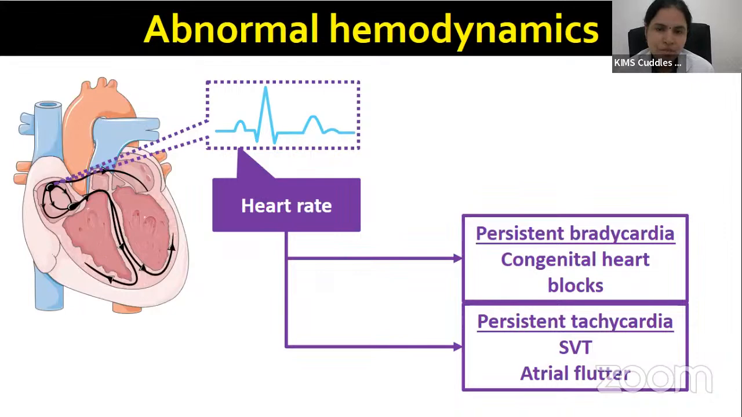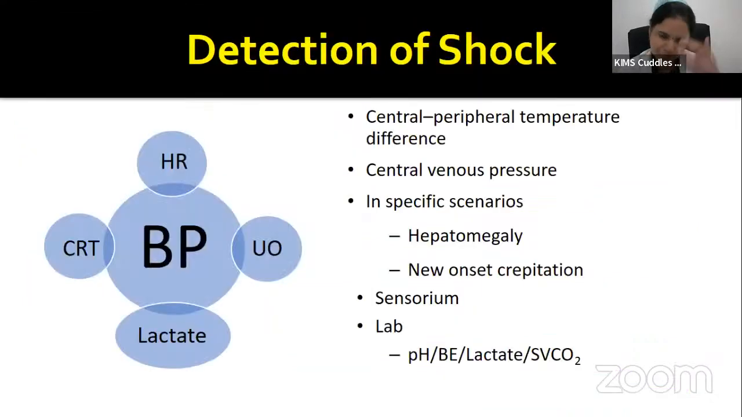We saw that cardiac output is a product of heart rate and stroke volume. Now, heart rate can be abnormal when there is either persistent bradycardia or persistent tachycardia. Persistent bradycardia as seen in congenital heart blocks, persistent tachycardia as seen in tachyarrhythmias, commonly supraventricular tachycardia and atrial flutter.